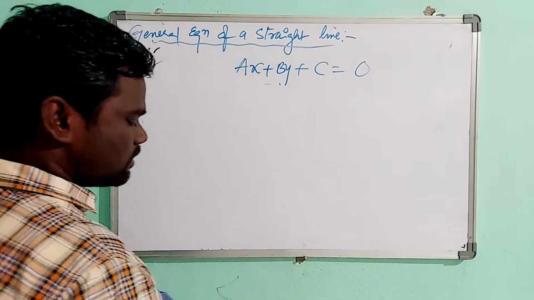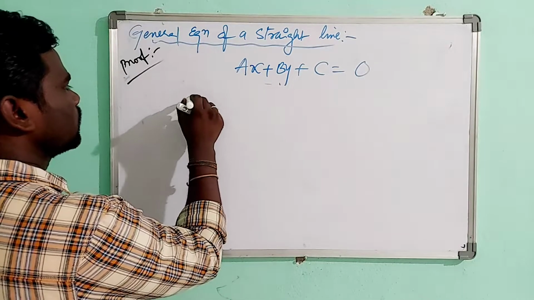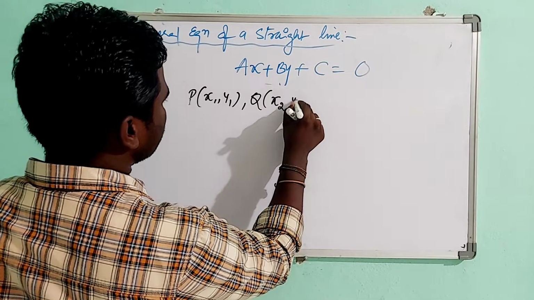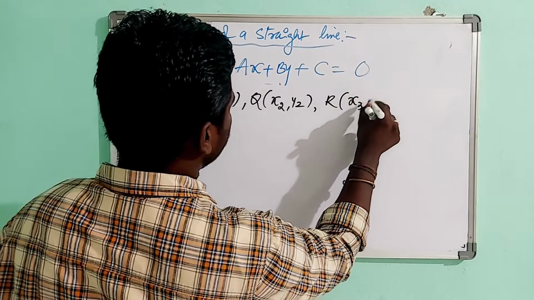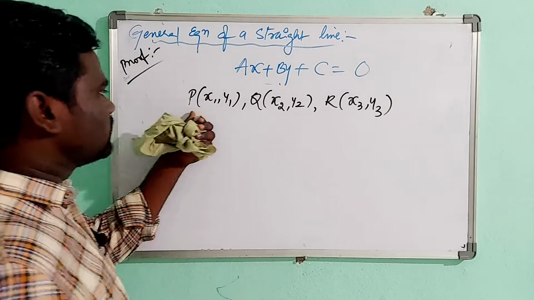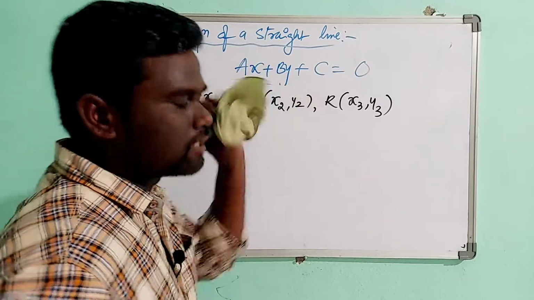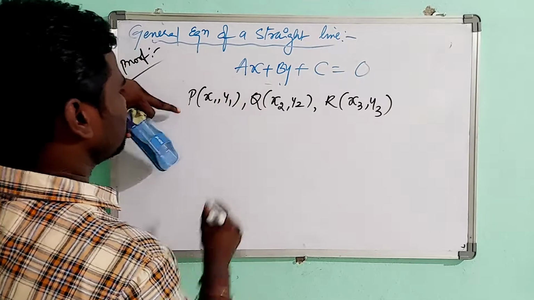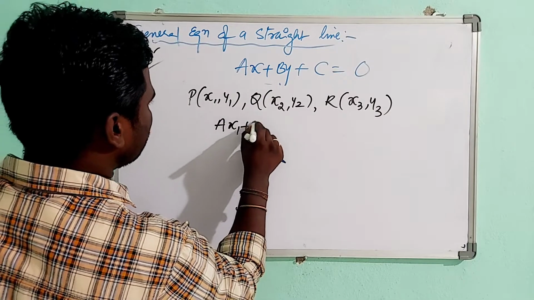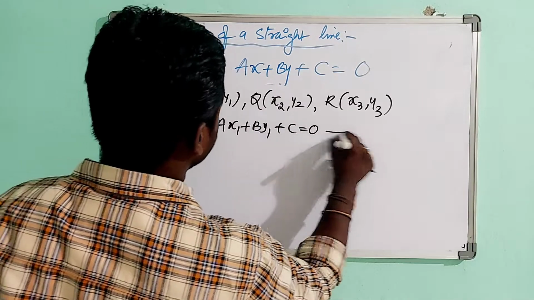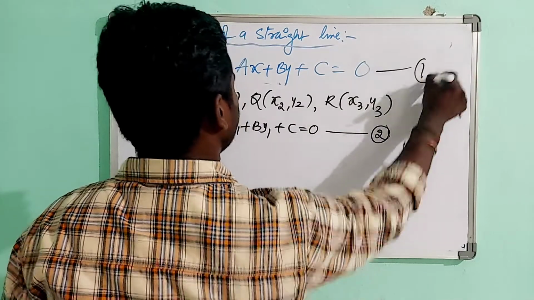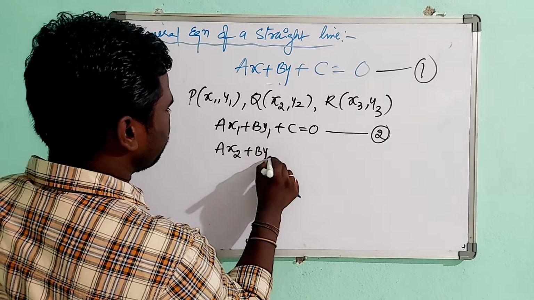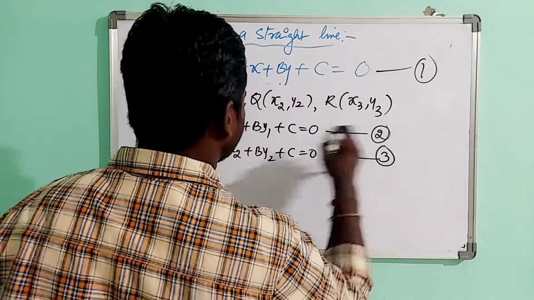Now consider three points, for suppose P (x1, y1), Q (x2, y2) and R (x3, y3). Let these three points lie on this equation. What happens if P lies on this? We get a x1 plus b y1 plus c equal to 0. This is equation number 1. If Q lies on this, then we get a x2 plus b y2 plus c equal to 0. This is equation number 2.